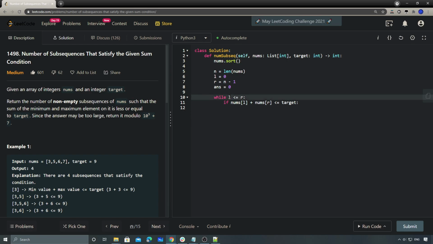For the range from left to right, where the left pointer's number is always included, it's going to be 2 to the power of right minus left, okay? And then we increase the left by 1. Else we shrink the right pointer, because only by shrinking the right pointer could we possibly get a smaller sum for these 2 numbers. Okay, and then that's it, right? We have a mod of 10 to the power of 9 plus 7, and then we simply do a mod in the end. So that's it.